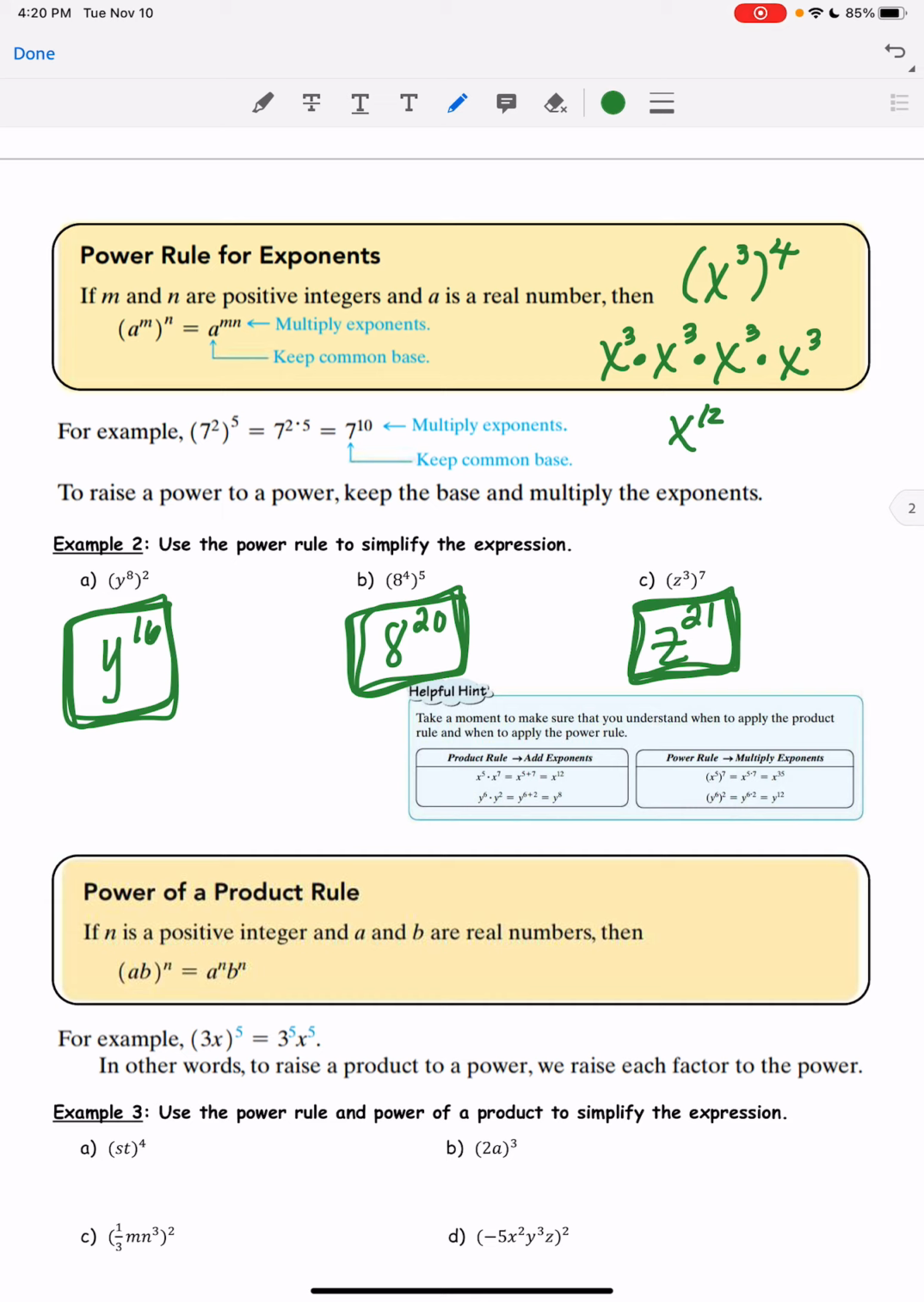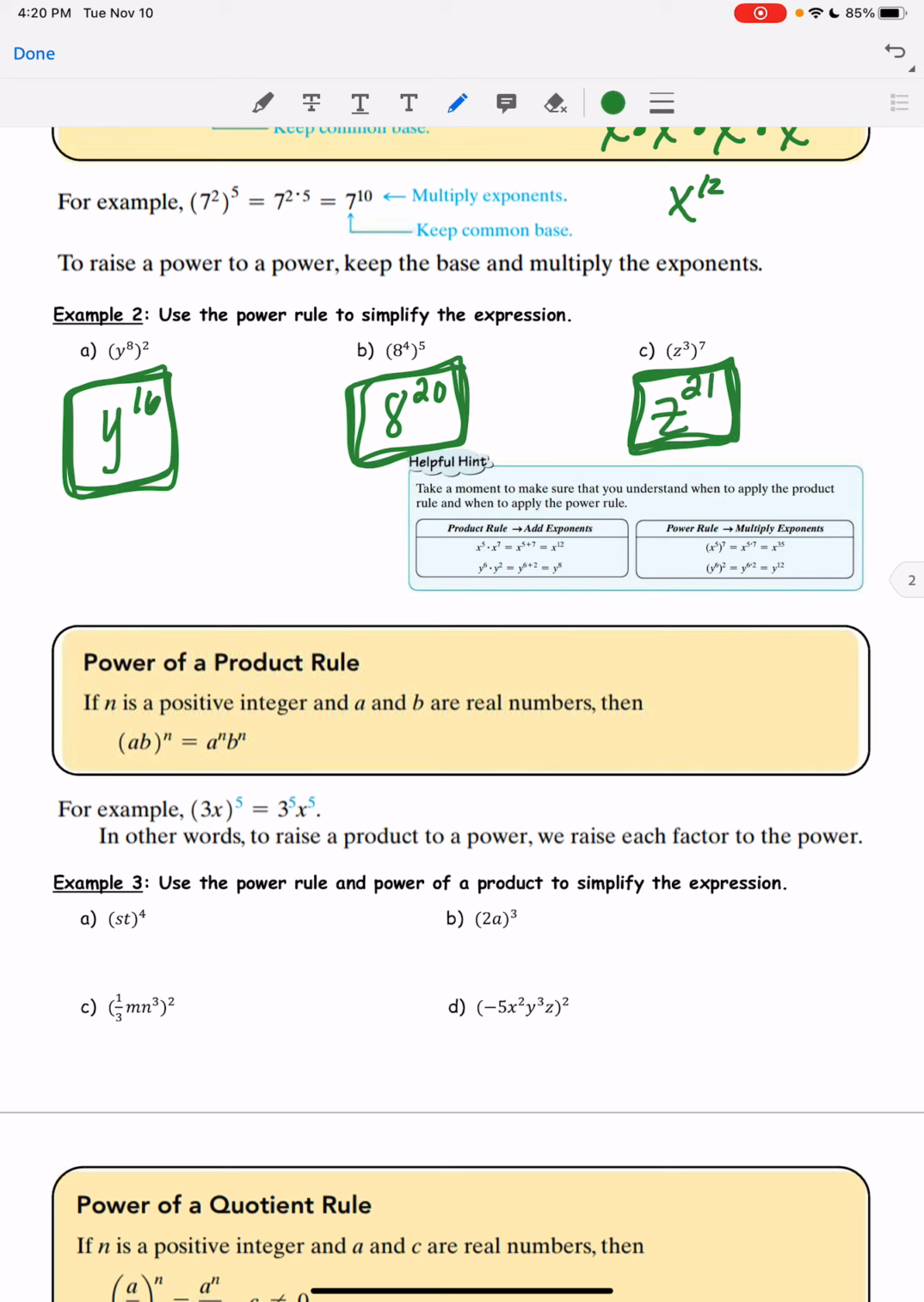When you're using the product rule, you add your exponents. When you use the power rule, you multiply the exponents. So how can you kind of tell the two apart? Here, your bases are being multiplied together. And then here, you have a power to a power. A lot of times when I taught CPM classes, they would say parentheses. Those parentheses give you a hint to multiply.